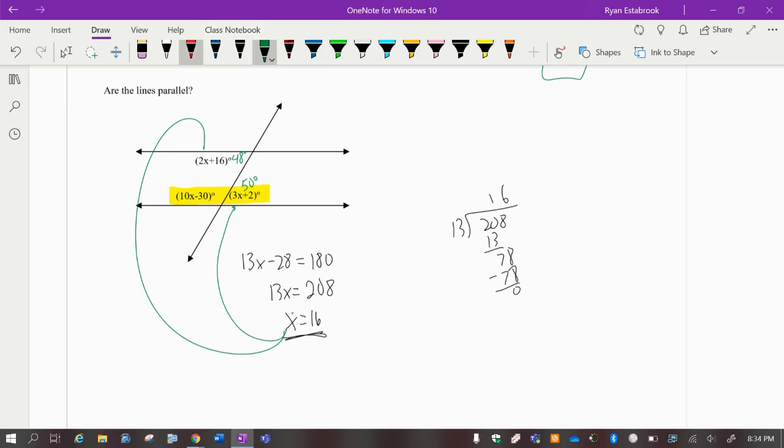And what I'm picking up on here is that if this angle were in fact equal to this other angle down here, and they're alternate interior angles, then the lines would be parallel. However, 48 degrees is not equal to 50 degrees, which means the top line is not parallel to the bottom line. So our answer is no. I showed my work. X must be equal to 16. I get the final answer that no, these lines are not parallel to each other.